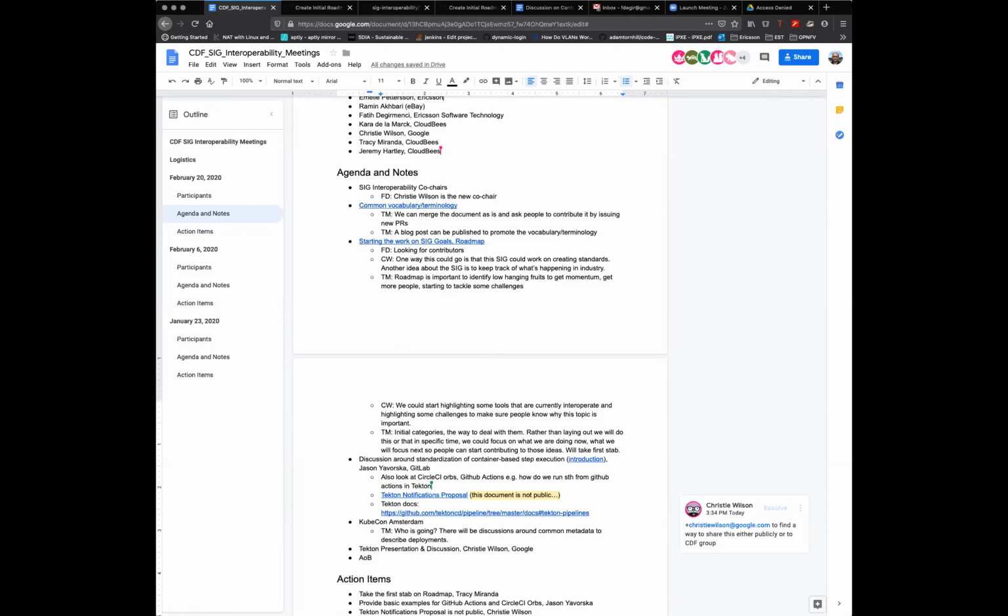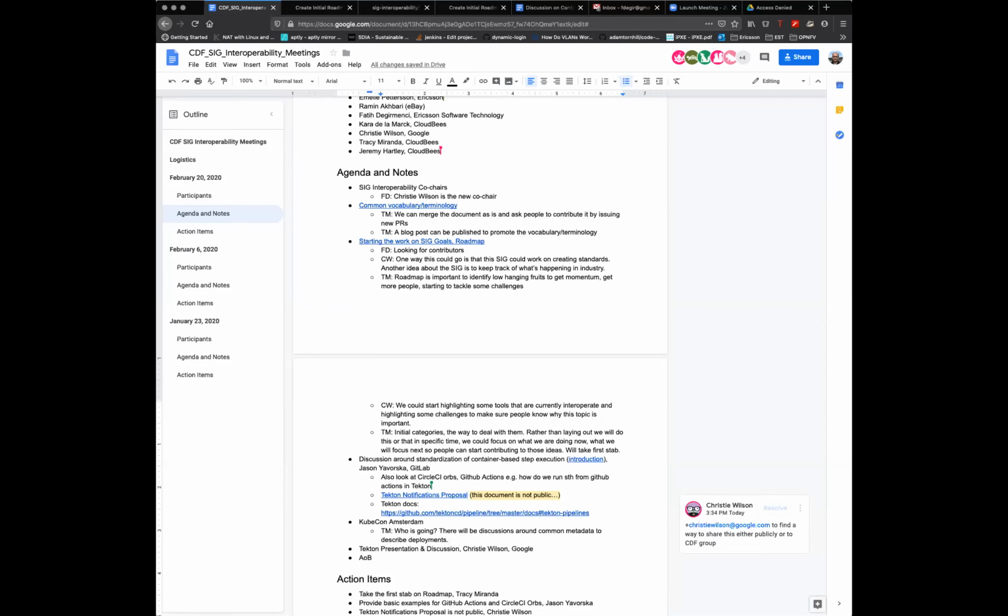Tracy, maybe you can send an email to the SIG mail list or the talk mail list or both of them to see who is there and who is interested. I will be there, but I know others. I think Christy will be there as well. So then we can schedule a time during KubeCon and find a room and talk about these things. Yeah, I'm interested.